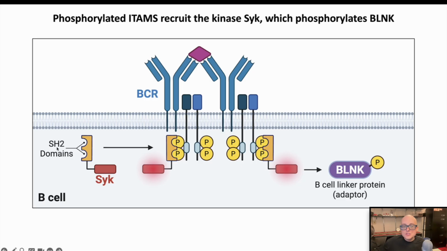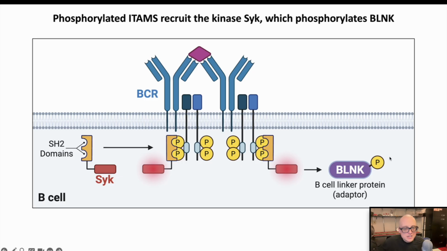But when the SH2 domains bind to the phosphorylated tyrosine residues of ITAMs, that induces a conformational change, which sort of unlocks the kinase activity of Syk and allows it to go on to phosphorylate downstream targets. So you can see here that this cross-linked BCR, now its ITAMs have been phosphorylated upstream by Lyn. These phosphorylated ITAMs can now recruit Syk, leading to its activation. And Syk has many substrates, many things that it can phosphorylate.